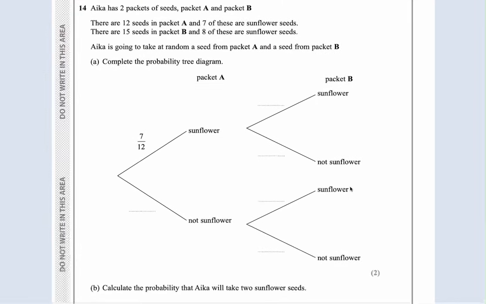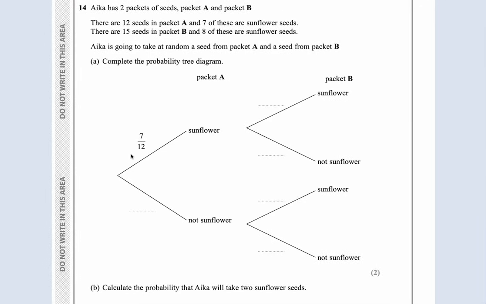Okay, question 14. Aika has 2 packets of seeds, packet A and packet B. 12 seeds in packet A, and 7 of these are sunflower seeds. 15 seeds in packet B, and 8 of these are sunflower seeds. She's going to take at random a seed from packet A and packet B, complete the tree diagram, right?